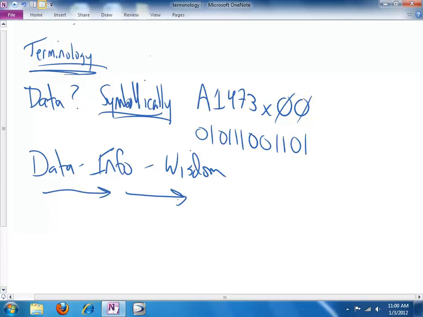So data is the facts and figures. They don't necessarily have any context. They're not necessarily being accessed by human beings. Just raw facts and figures. Imagine, the telephone book is filled with data. Hard disks are filled with data.